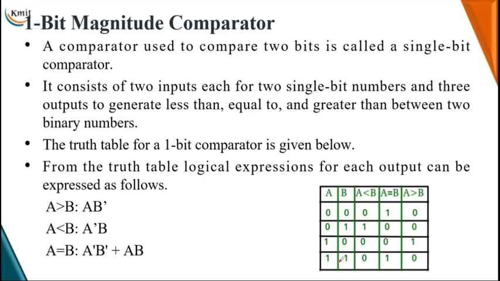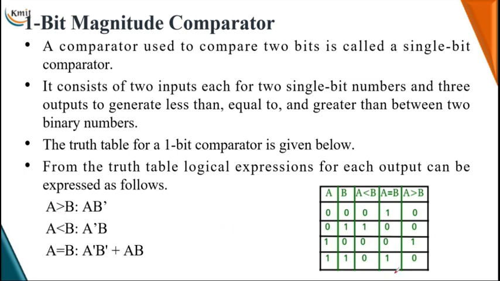Last combination, a value is 1, b value is also 1. So both are equal in magnitude, only single-bit comparison. Hence a equal to b is 1, and a less than b and a greater than b are 0. Now let me write the output expressions.